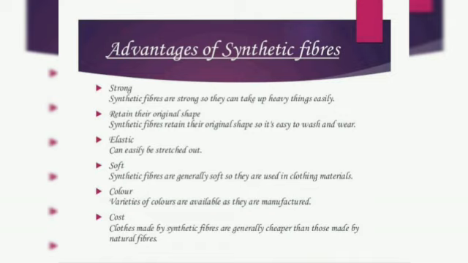Varieties of colors are also available as they are manufactured, and clothes made by synthetic fibers are generally cheaper than those made by natural fibers. As I told you all, wool and silk are natural fibers which are very expensive. So the substitute of wool is acrylic, and the substitute of silk is rayon. I told you in the previous video also. So clothes made by synthetic fibers are generally cheaper than those made by natural fibers. These are some advantages of synthetic fibers, children.